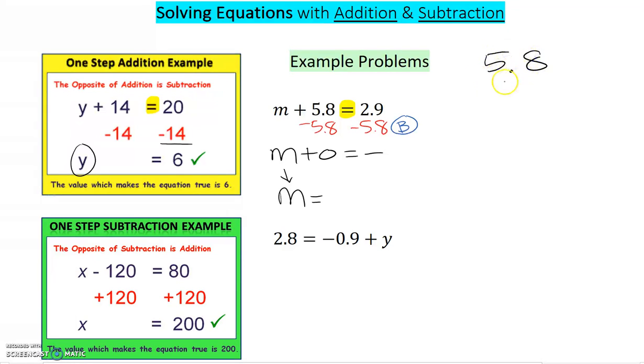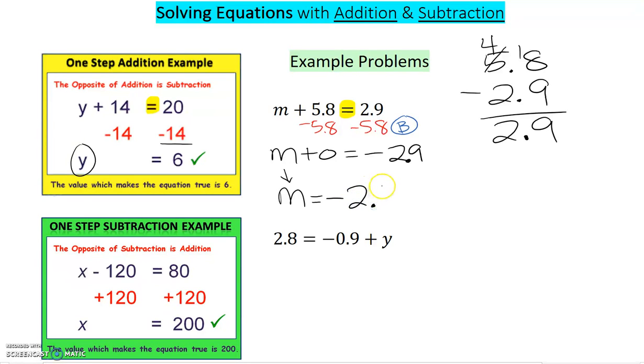So 5.8 minus 2.9. Remember, when you are subtracting or adding decimals, you just follow this down. This will give you your decimal place. And then you just do subtraction as normal. We have to borrow. We get 18, so 18 minus 9 is 9. 4 minus 2 is 2. And we know our answer is negative 2.9. Remember, you don't have to write a plus 0. You can just go straight down to m equals negative 2.9.